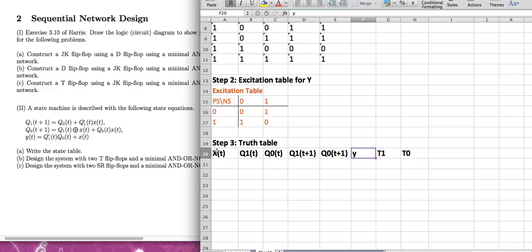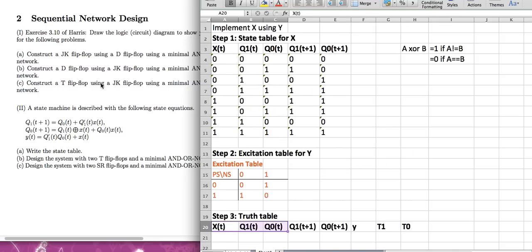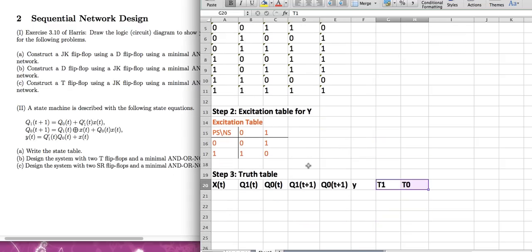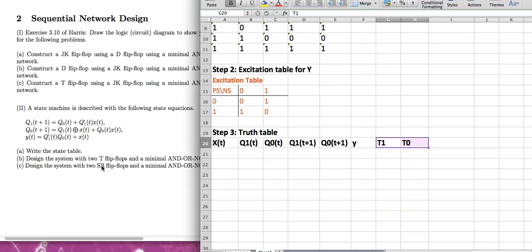So this is the input for X. Okay, X is this system. Now output for X, my output is Q1, Q0, and Y, and also what Y needs, which is T in this case. If my Y is SR, for example, for part C, then you would need S1 R1, S0 R0. But in this case, we're using T flip-flop, so we have a T1 and T0.